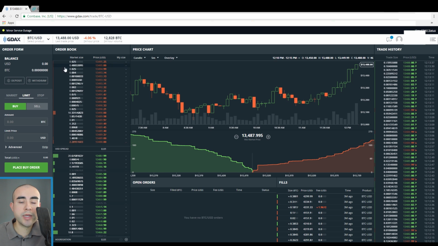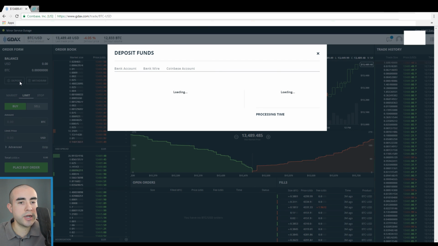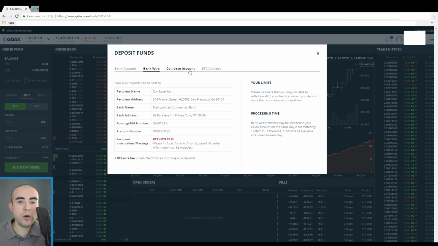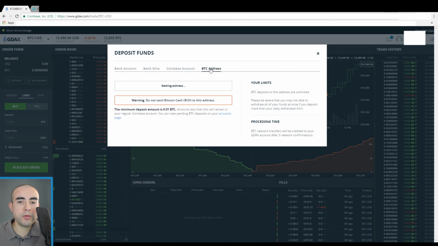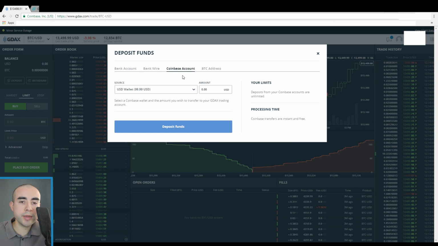Now, before I get into explaining what all these numbers and charts mean, let's first get some money into the account here. So if you want to transfer into your GDAX account directly from your Coinbase account, it's very easy to do. All you have to do is click on deposit right here. And again, you can deposit from your bank account. And these are the same bank accounts linked to your Coinbase account. So it's very easy. Or you could do a bank wire, or from your Coinbase account, or from a BTC address. I can send money to my GDAX account from another Bitcoin wallet. But in this example, I want to send from my Coinbase account just to show you how fast and easy it is to do that.